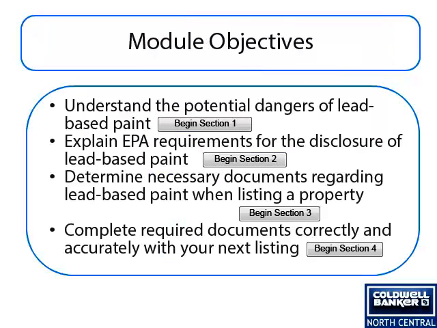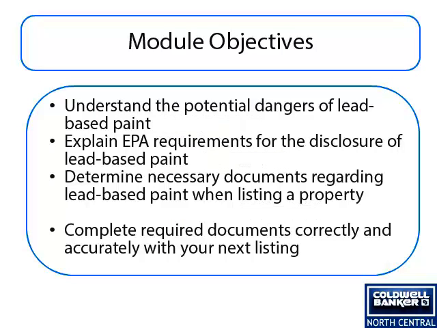There are 4 objectives for this module. Upon completion of this course you will understand the potential dangers of lead-based paint, be able to explain EPA requirements for the disclosure of lead-based paint, determine necessary documents regarding lead-based paint when listing a property, and complete the required documents correctly and accurately for your next listing.